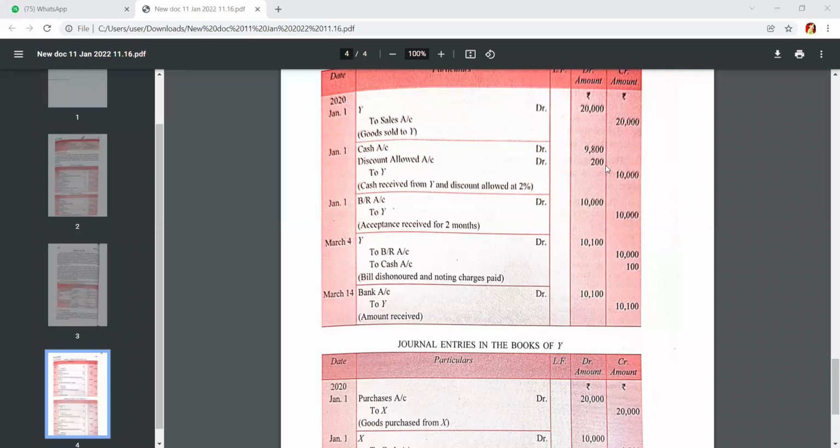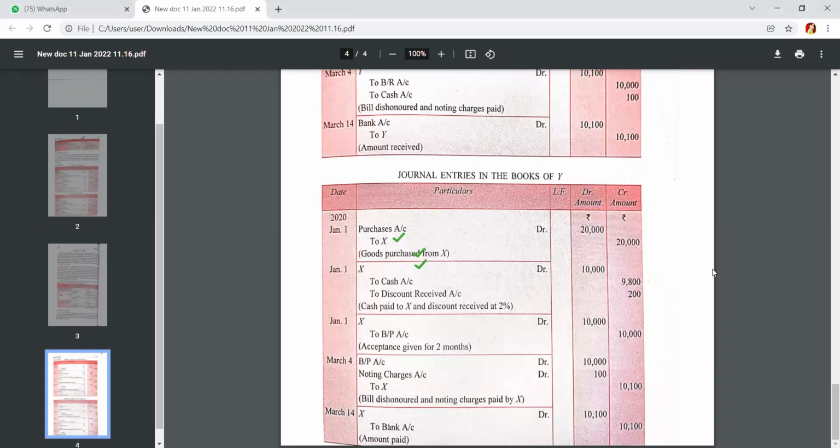But in this question, they have made a combined entry all together. Here Y is debit once for the BR and then for the noting charges due from him, which are presently paid by the drawer, who is X. Now, after 10 days, the due date is 4th March, 10 days, 14 March, the bill is paid by the Y. The bank account debit to Y. How much amount is to be paid by Y? It is 10,100 along with the amount of noting charges. Okay, let's move ahead.